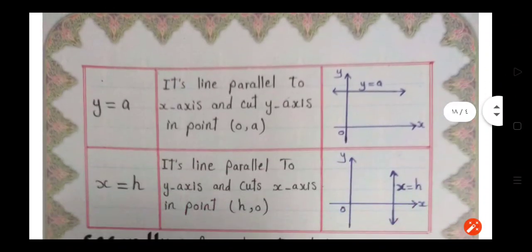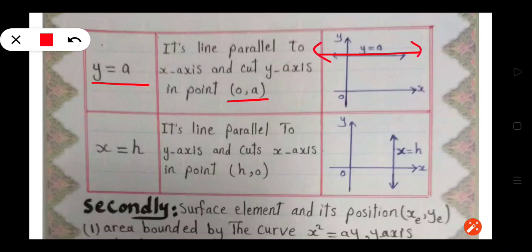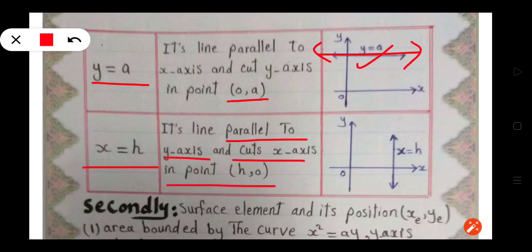Now, how to draw lines. First, y equals a. It's a line parallel to the x-axis and cuts the y-axis at the point (0, a). This is the line. Then x equals h. It's a line parallel to the y-axis and cuts the x-axis at the point (h, 0).